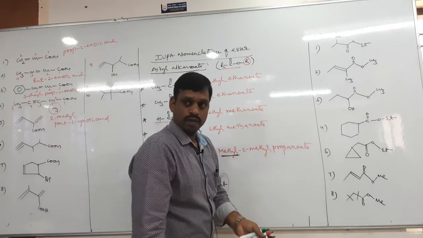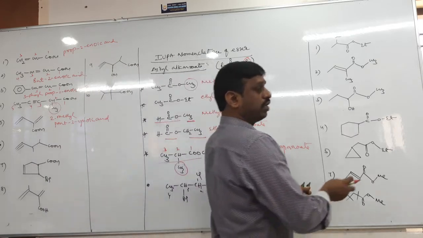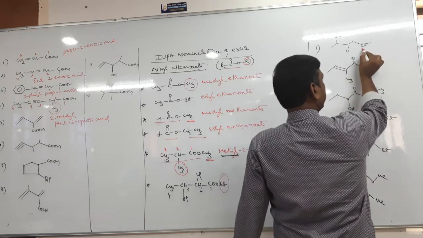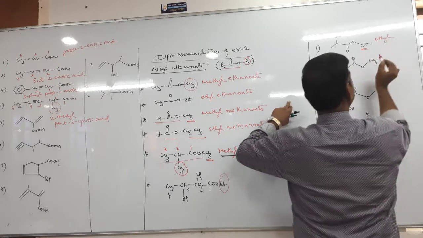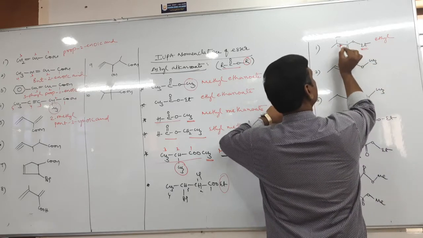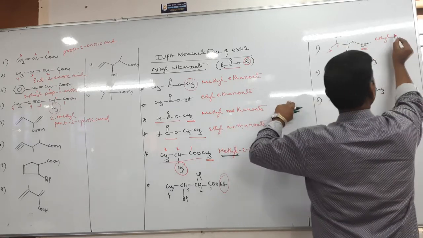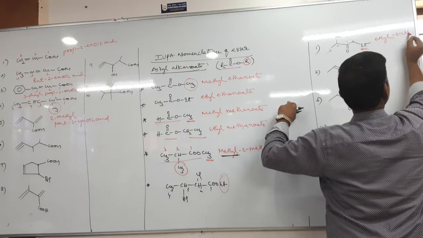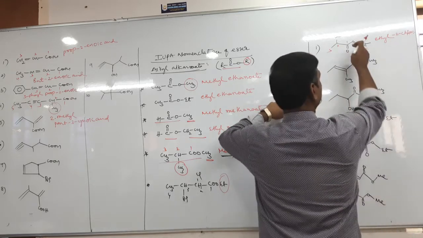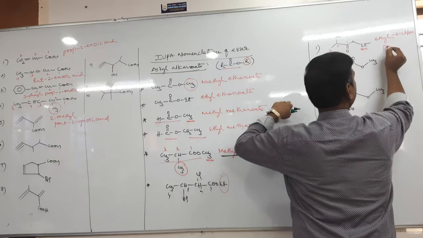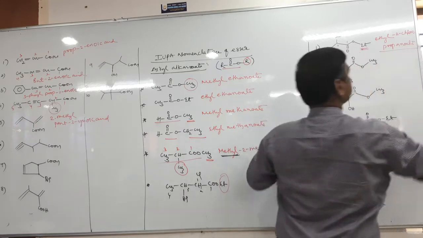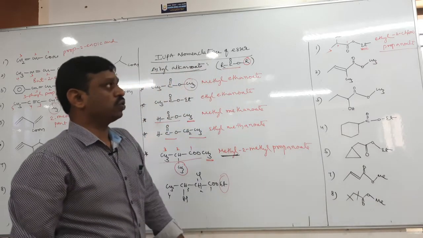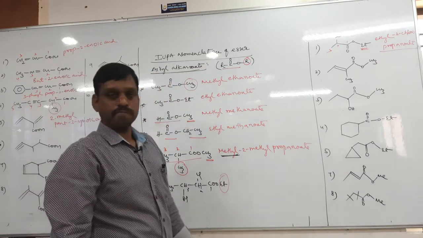Okay, tell me, here ET is ethyl. It is ethyl, 1, 2, 3. Which chloro? 2 chloro propanoate. So ethyl 2 chloro propanoate.